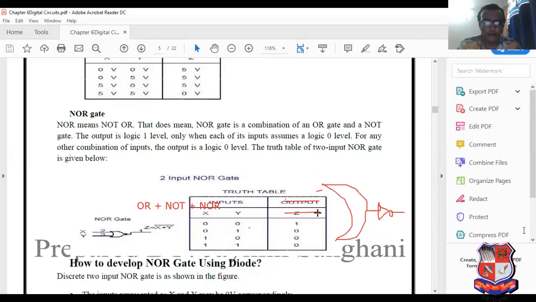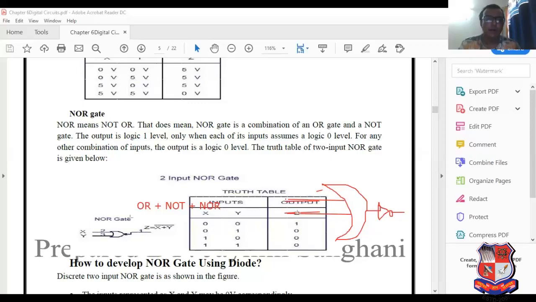1 0 means here 1, here 0. So the OR gate output is 1, but the NOT gate output is 0. That's why 0. And 1 1 output is 0. So it is the combination of NOR gate. It is the equation of NOR gate.